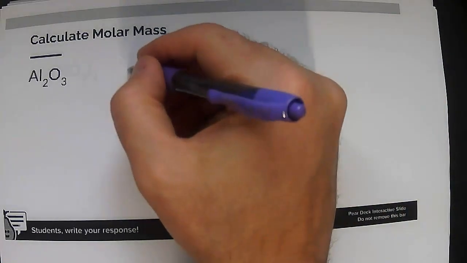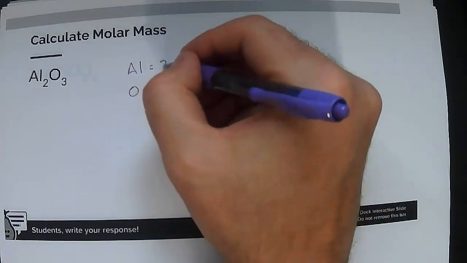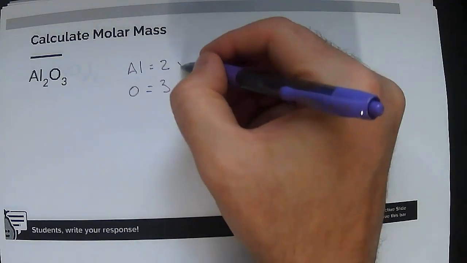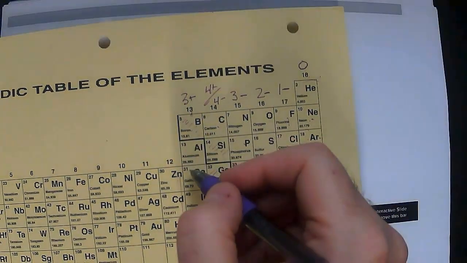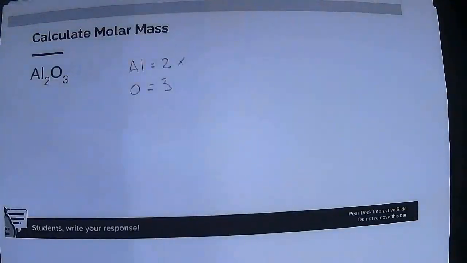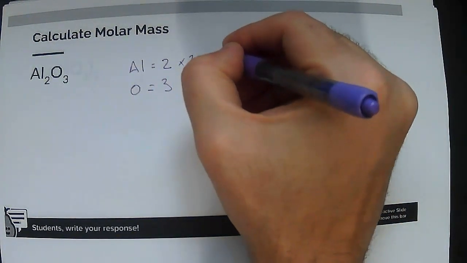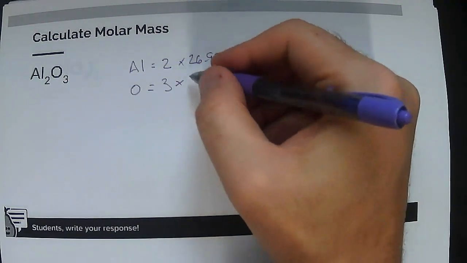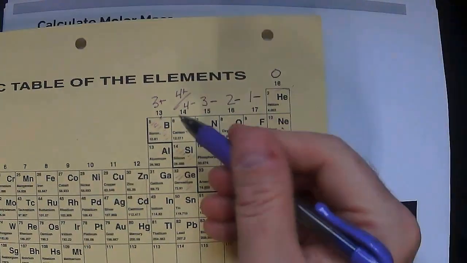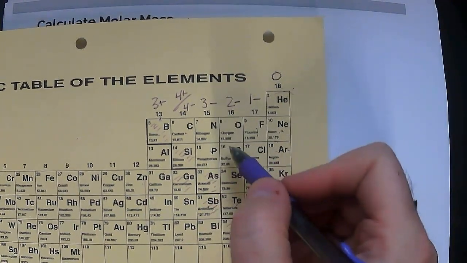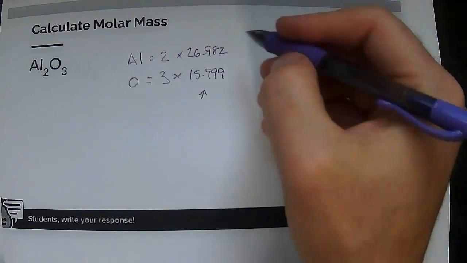So if we have a problem like this, calculate the molar mass. Here's the way I would do this. I would list the elements, Al, O, and then I would say, how many aluminums are there? There's 2. How many O's are there? 3. And then we're going to use our periodic table to look up what the mass of aluminum is. And so we get that the mass of aluminum is 26.982, and the mass of oxygen is 15.999. And if your periodic table is a little bit different, that's okay. Carry it through. Use all the decimal places that you can on the periodic table.